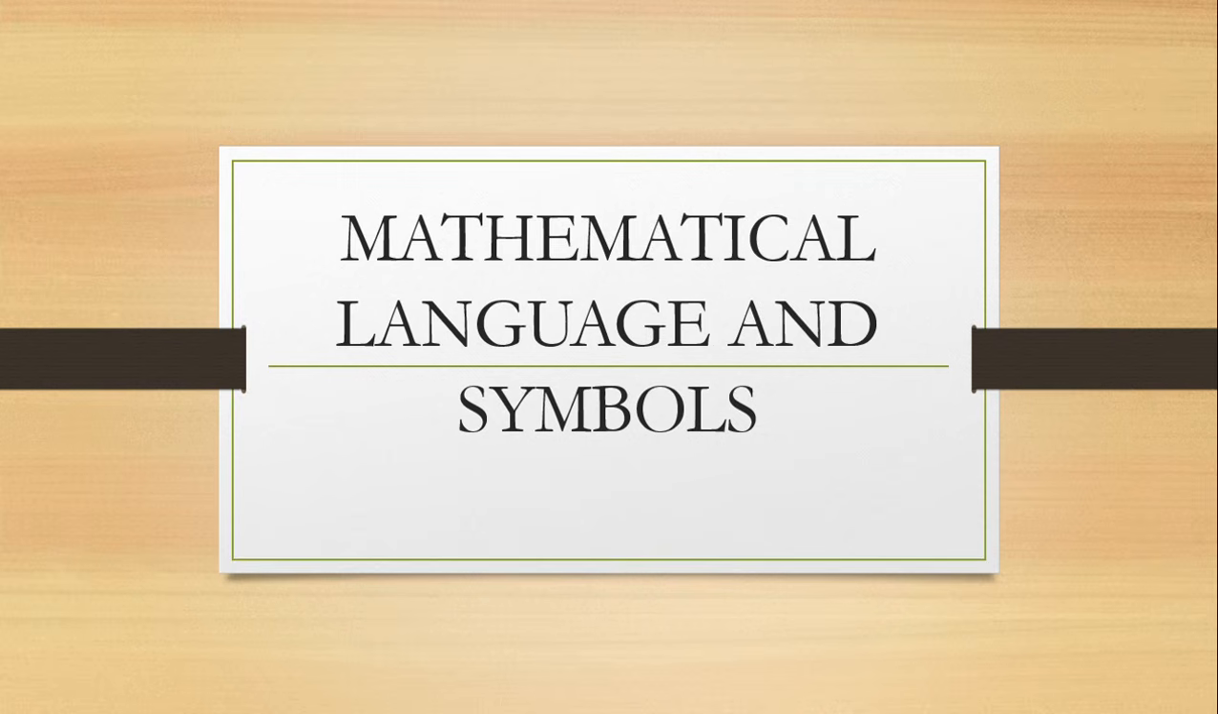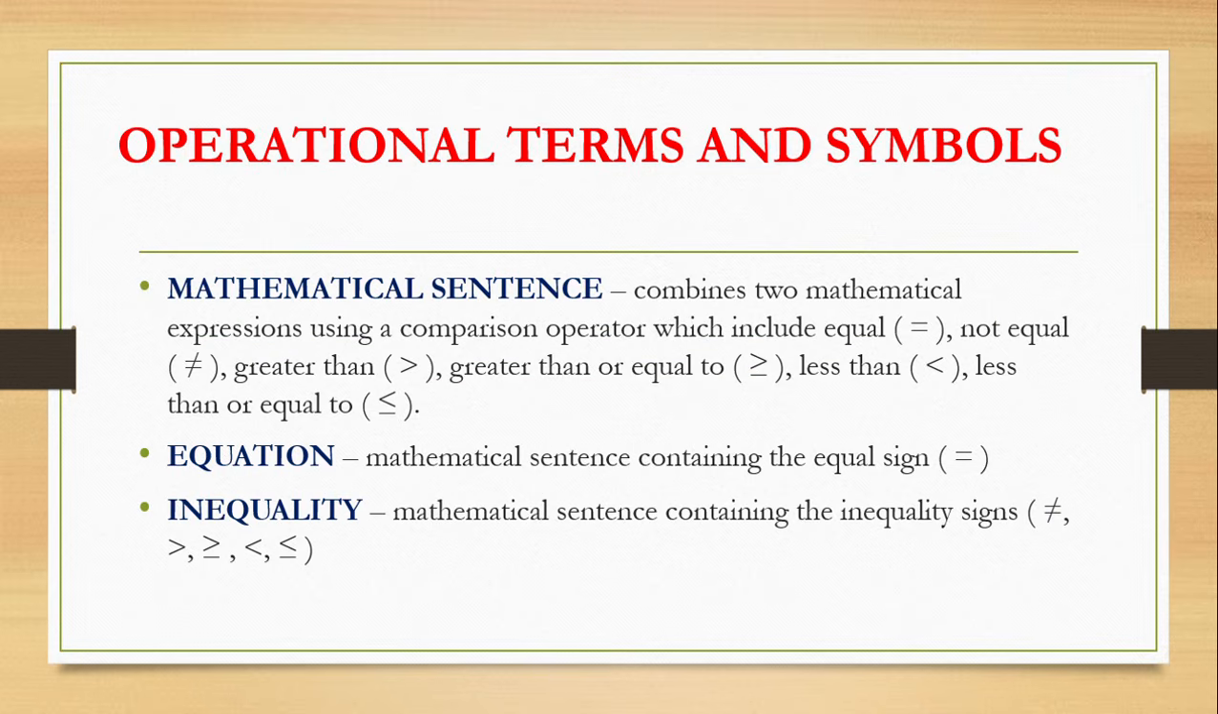Let's continue our lesson in mathematical language and symbols. Operational terms and symbols. So we have the mathematical sentence, which combines two mathematical expressions using a comparison operator, which includes the equal sign, not equal sign, greater than or equal to, less than or equal to. An equation is a mathematical sentence containing the equal sign. An inequality is a mathematical sentence containing the inequality signs. So, these are the signs.